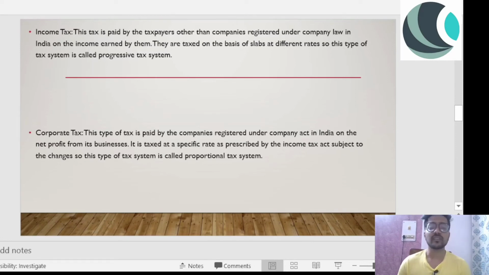So this type of tax system is called a proportional tax system. We are not talking about progressiveness, we are talking about the proportional basis. If you have earned a specific income, you will be taxed at a specific rate prescribed by this act, and these are subject to changes, because every year corporate tax can remain the same, can go up, can go down, depending upon the Ministry of Finance whenever they present the budget, right? So this is about corporate tax and income tax.